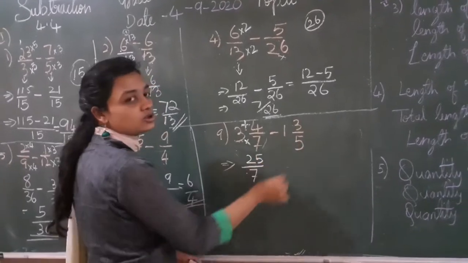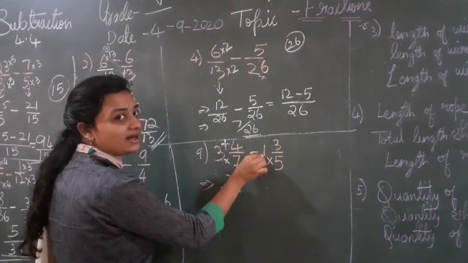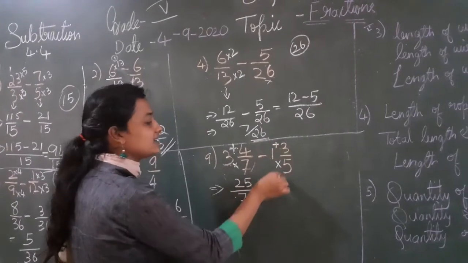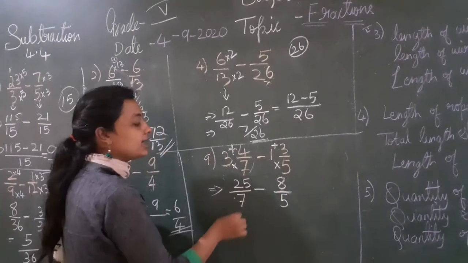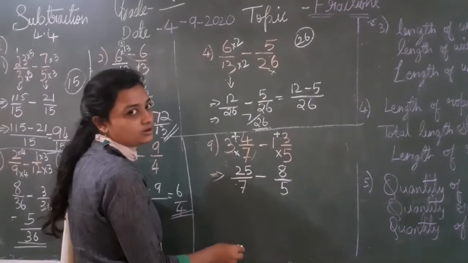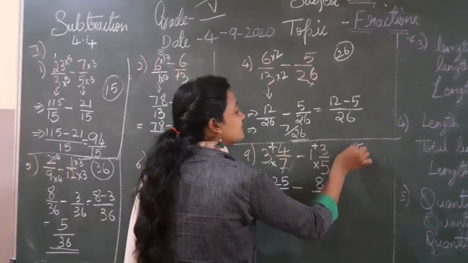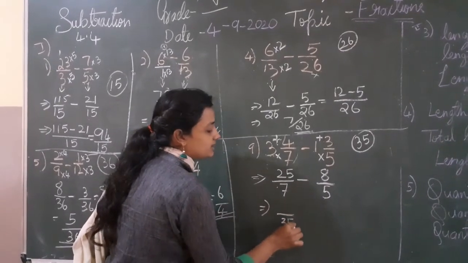So let us convert this also into an improper fraction. Multiply 5 by 1, add 5 plus 3, 8. 8 by 5. Subtract this now. Again it is a different denominator. Take the LCM. LCM is 35. So let us take 35 as my denominator.